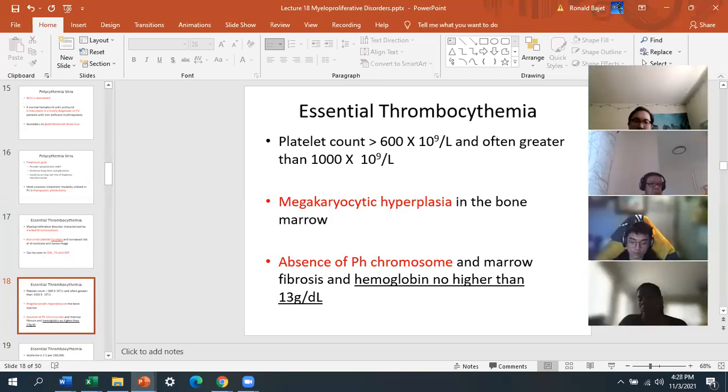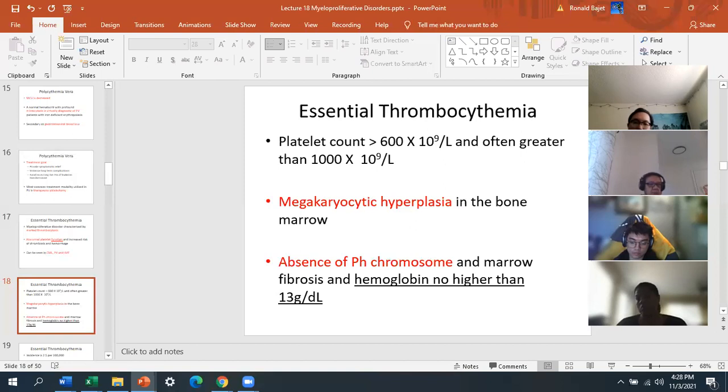So you've got megakaryocytic hyperplasia. The megakaryocyte is just producing platelets, and the megakaryocyte, as I'll show you later on in the lecture, is the largest cell. Even though the platelet is the smallest formed element, the megakaryocyte is the largest cell in the bone marrow. I'll show that to you.